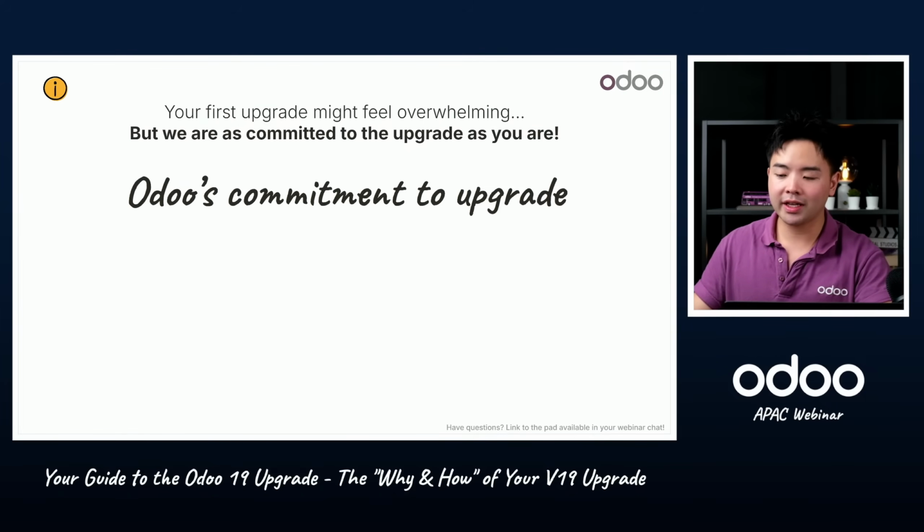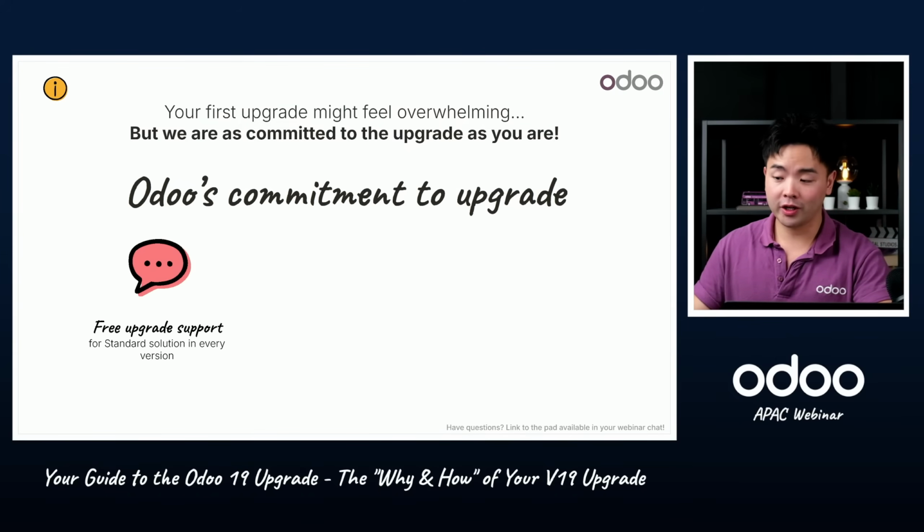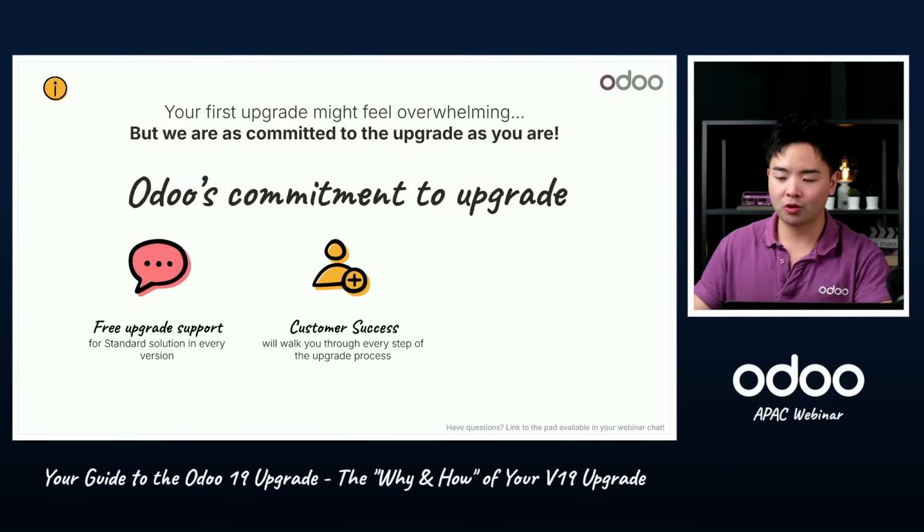And as we come to the end of our information session, we want you to know that we're here for you. Your first upgrade might feel very overwhelming, but we're committed to this as much as you are. Remember that we have free upgrade support for Odoo Standard in every version. We have a strong customer success team that work alongside you throughout this upgrade process. So if you want to break down the steps to upgrading even more, they're the right people to talk to.